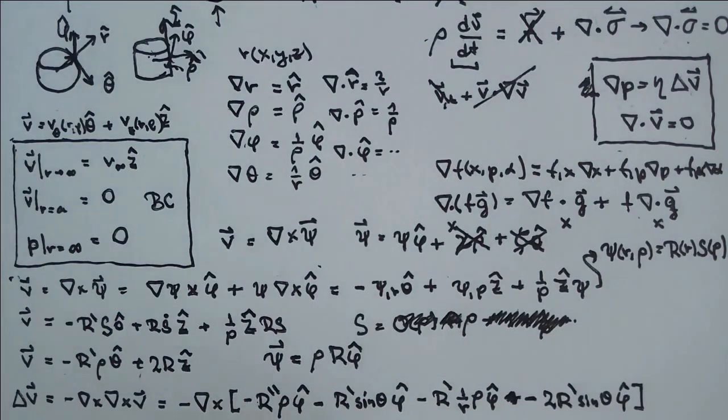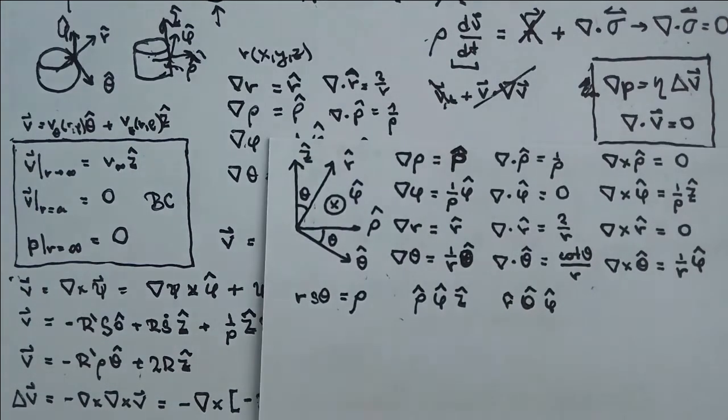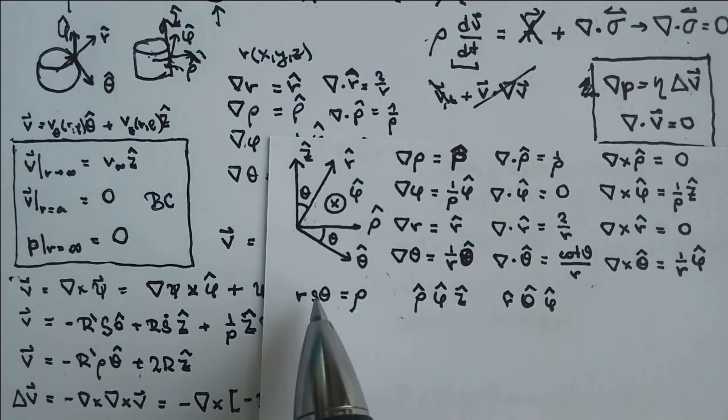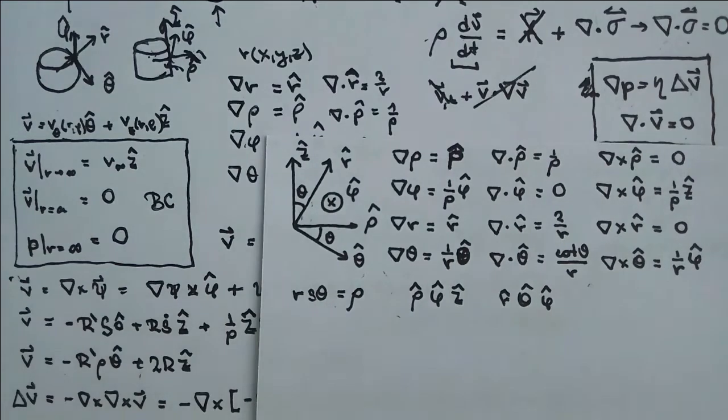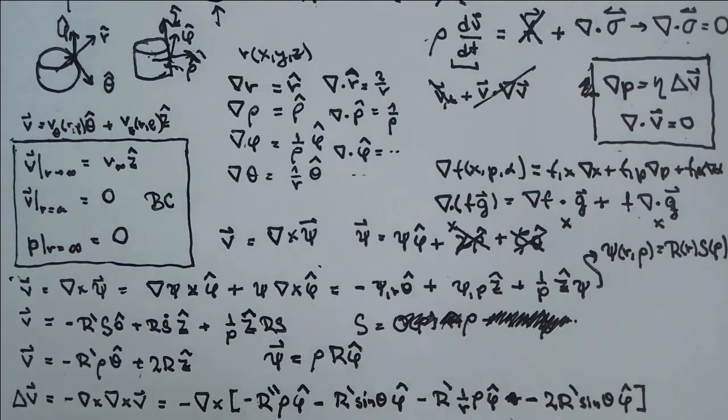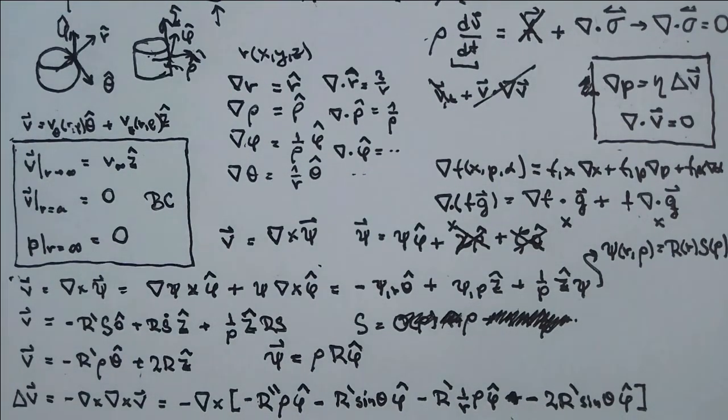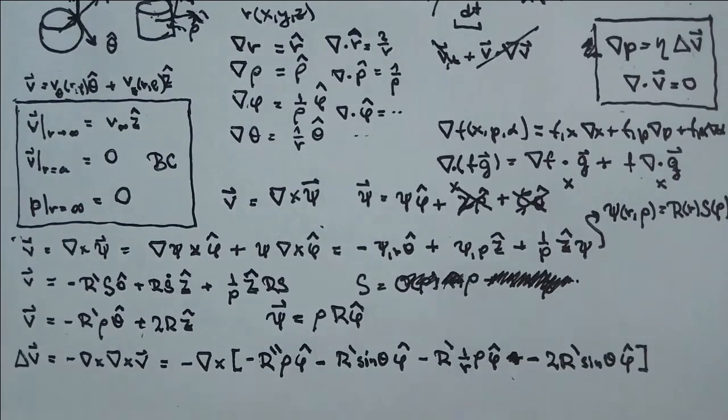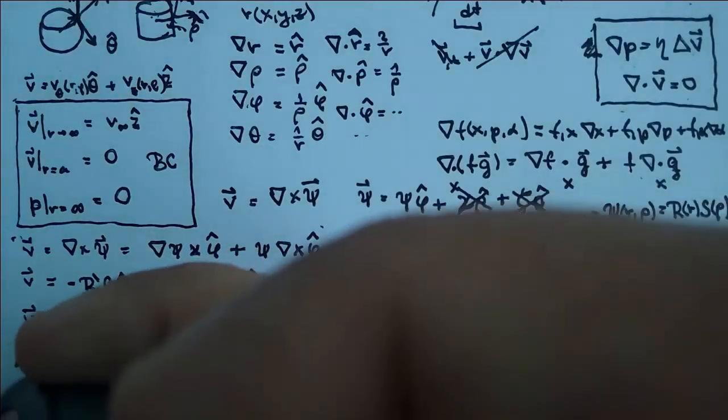As you can see, these terms are the same because you can write sine theta as rho over r. So this is the same as this. There are 4 of them. So if we combine this with this minus, you will arrive at this particular equation.